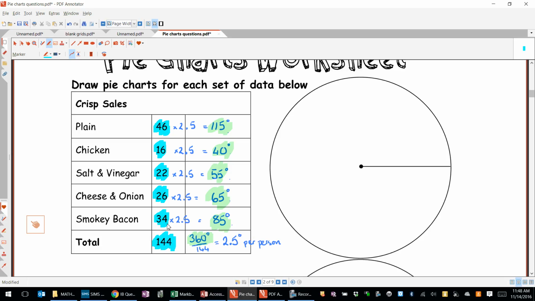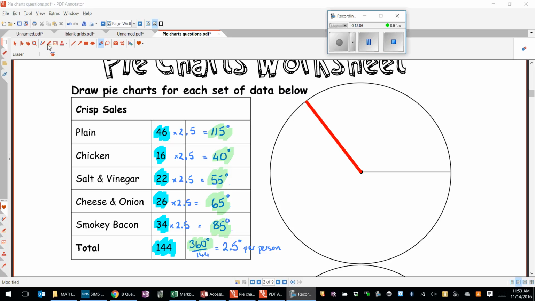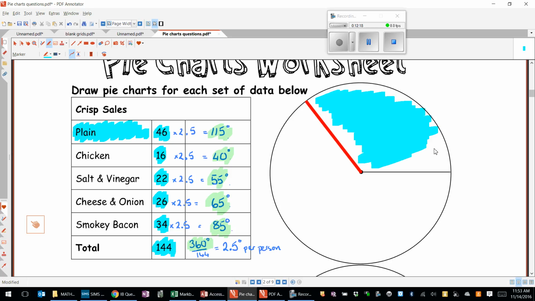Do you all know how to use your protractor? Once you've drawn the first sector, I'm going to colour this one in. So plain is 115 degrees. I can label it or shade it in. Now that sector is done. We can't start breaking that up. So I'm going to get my protractor, but this time run it along the line like that. I'm going to do 40 degrees from my red line.